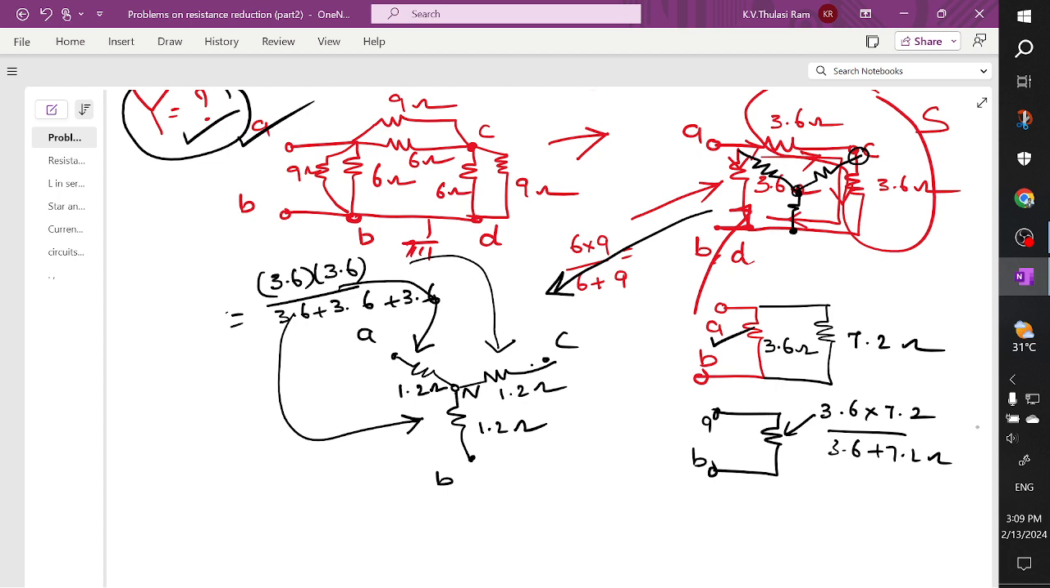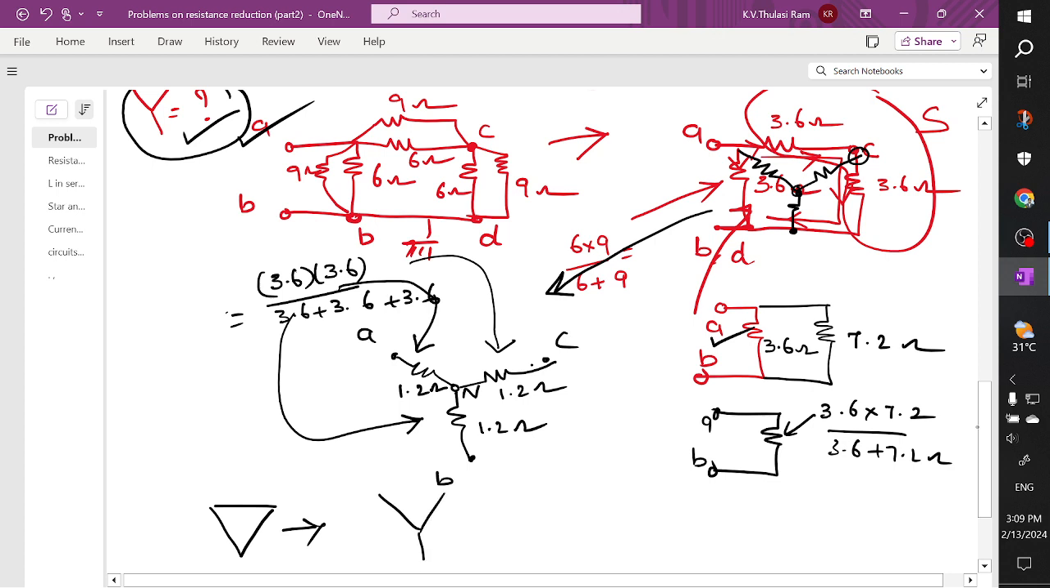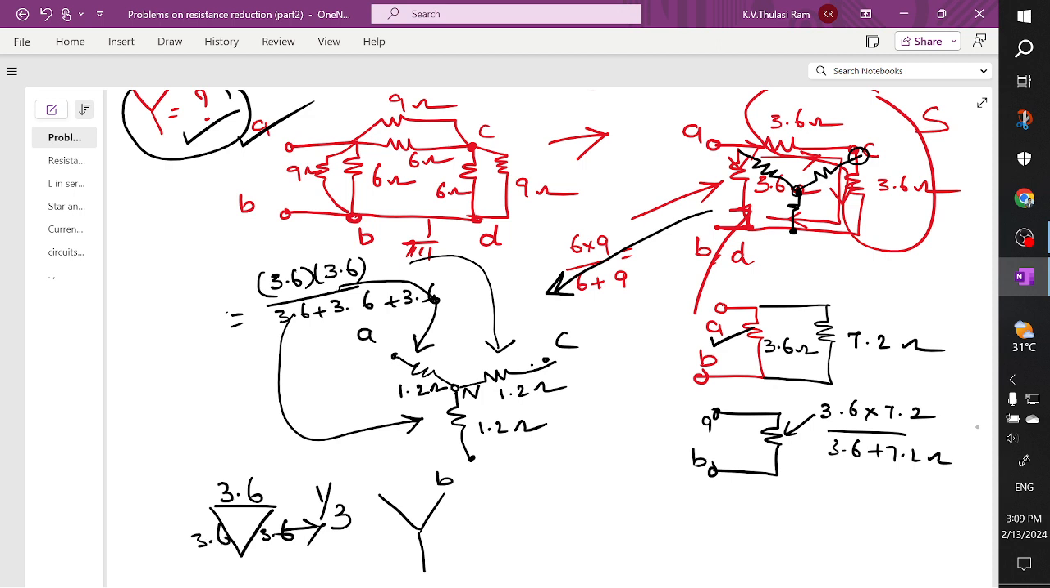We already know from the basics that when you have a delta connected system and we want the required star connected system, we can divide these values by 3. The given value is 3.6, equal resistors 3.6, 3.6, 3.6, and we are dividing by 3. When you divide by 3, you will get 1.2 ohm, 1.2 ohm and 1.2 ohm. So like this, our answer is this one.